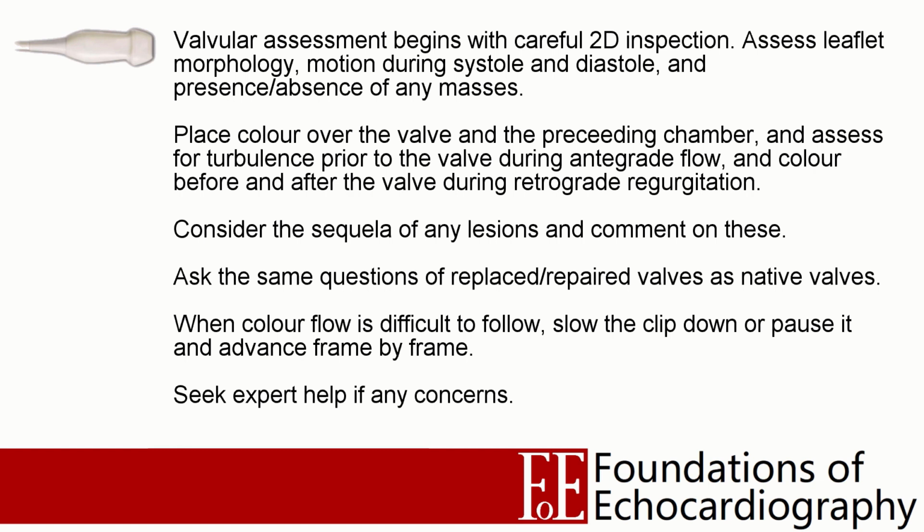and is there anything adherent to the valves, any masses. Next, place a colour box over the valve and ensure that the box covers the valve throughout the entire cardiac cycle and extends into the preceding chamber. When there is regurgitant flow, make sure that the jet area is covered by the box, and don't have a box that's so small that the jet area goes out of the side and we don't see how far it goes. When you do find a lesion, think what are the potential sequelae of that lesion and are they present. So comment on both important positives and negatives here.